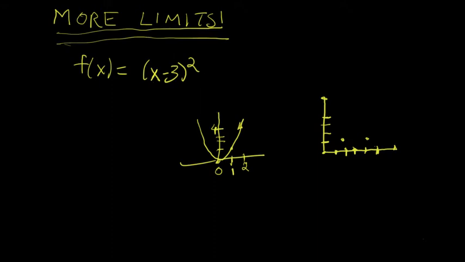So this is f of x equals x minus 3, the quantity squared. Instead of going through 0, 0, it goes through 3, 0. Instead of going through 1, 1, it goes through 4, 1. Instead of going through 2, 4, it goes through 5, 4. So everything shifted 3 units to the right.